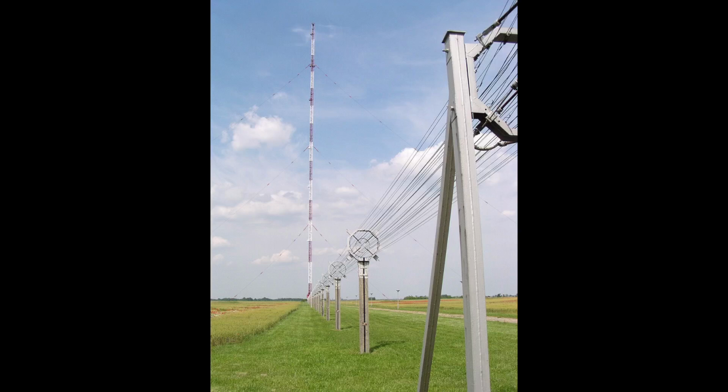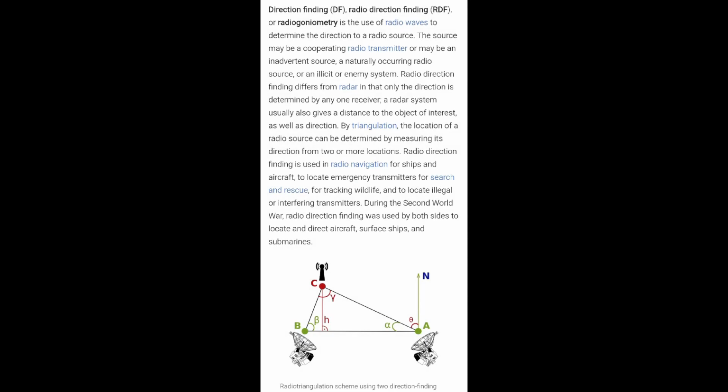Hello everyone, in this video, I'm going to explain and show why direction finding, or radio direction finding, absolutely proves that you're on a flat earth. DF. Radio direction finding, RDF, or radiogoniometry is the use of radio waves to determine the direction to a radio source.